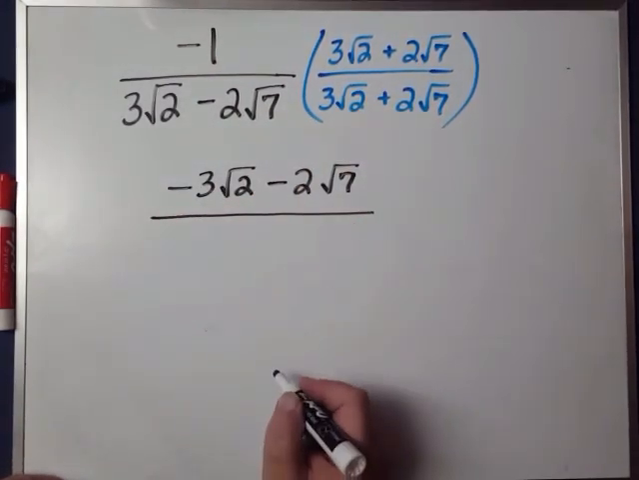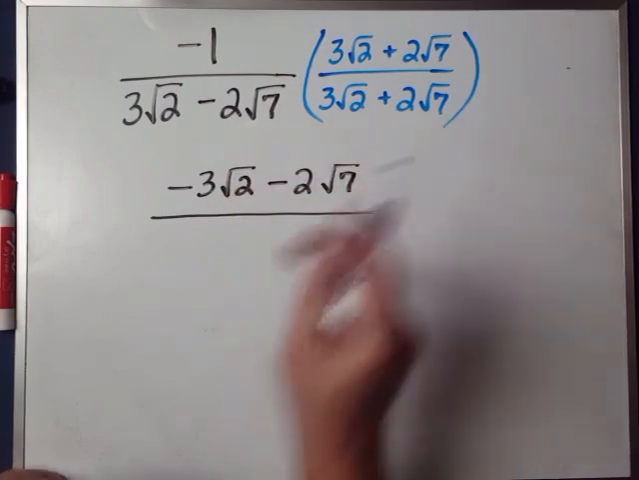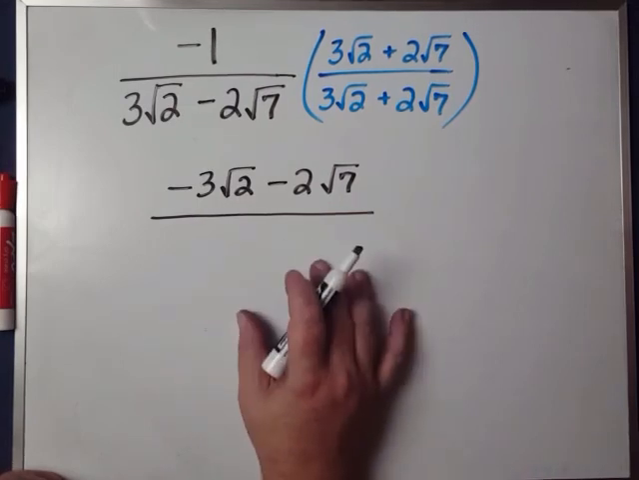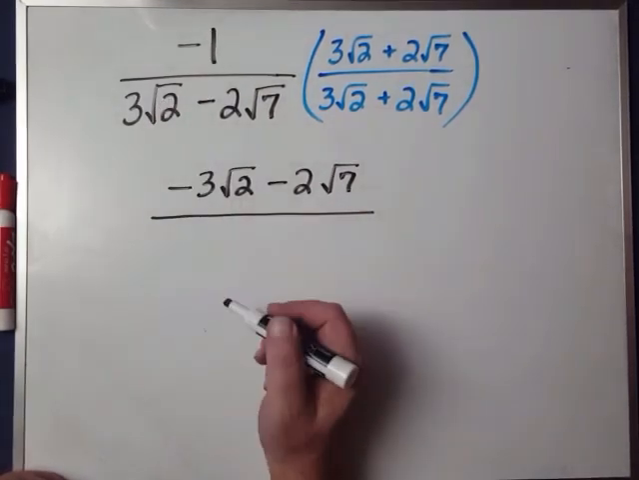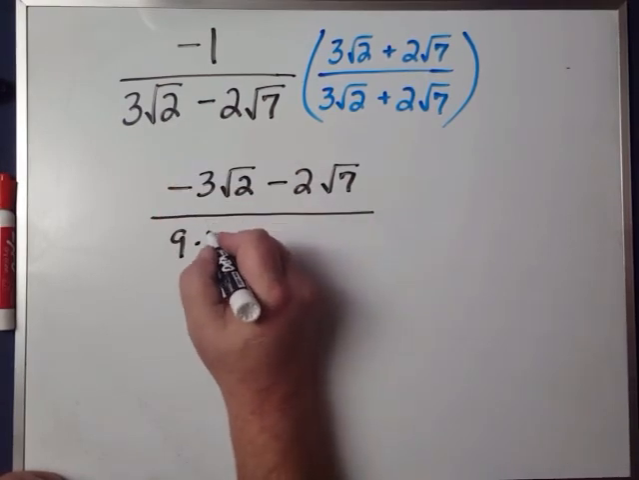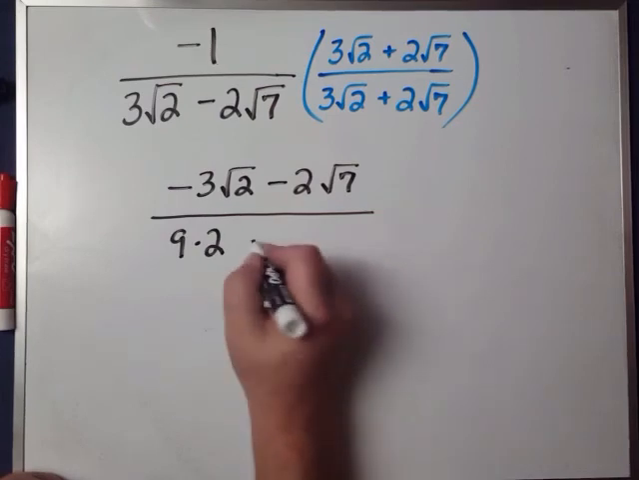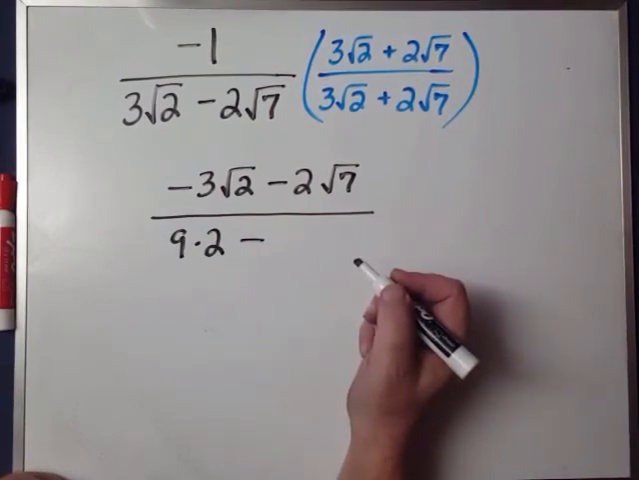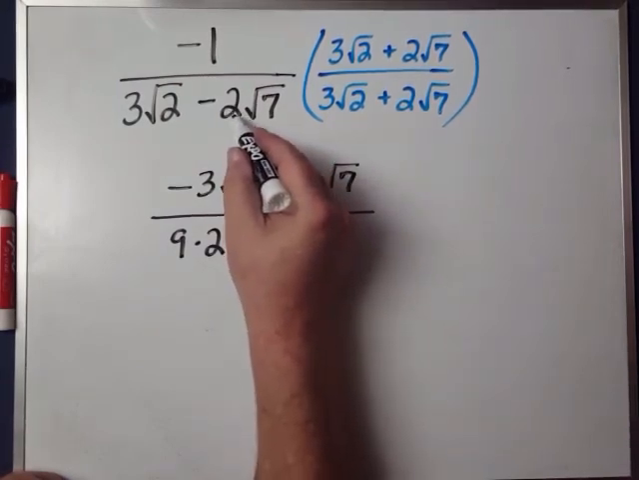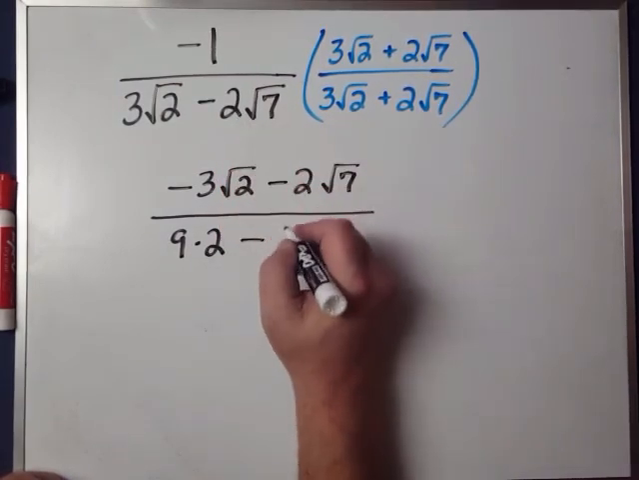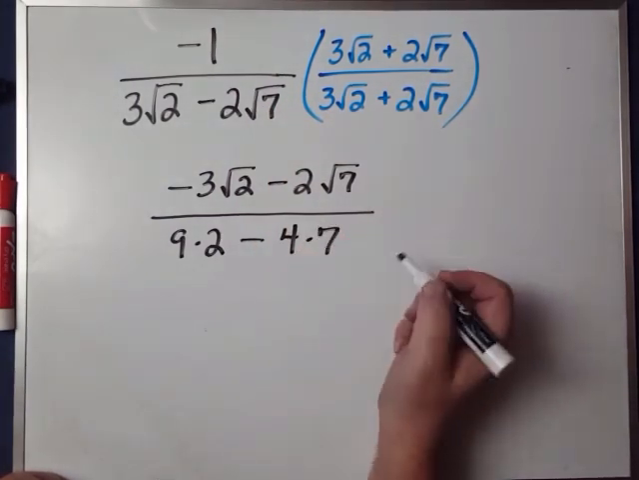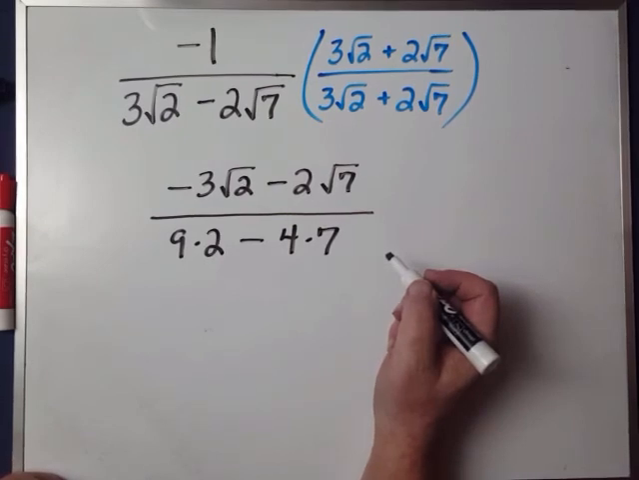Now in the bottom, you could FOIL this out if you want. I'm going to use our special product rule and say it's the first squared minus the last squared. The first squared, you square 3, you get 9. You square the square root of 2, you just get 2. Always minus. What goes here? Square 2 square roots of 7. You square the 2, you get 4. You square a square root, you get what's inside. So squaring the square root of 7 just gives me 7.